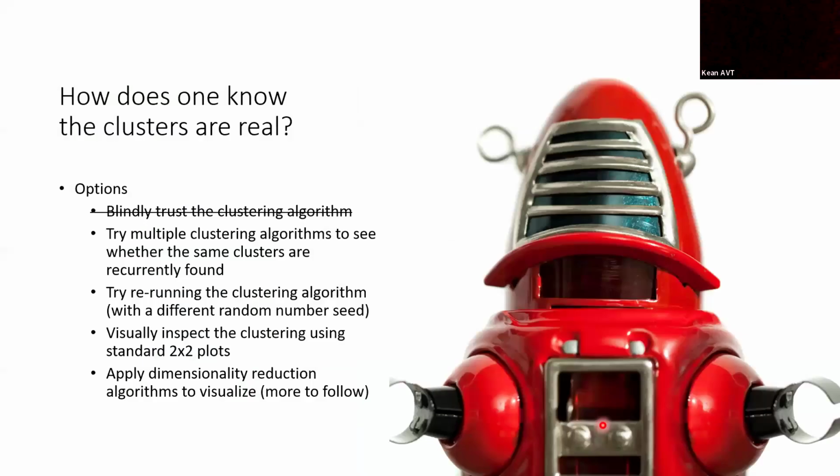Okay, so how does one know the clusters are real? So one approach is you can try different clustering algorithms to see whether the same clusters are found via different approaches. You can also try the same algorithm again. So a lot of these run using random number generators. So if you started again with a different random number seed, it might come up with slightly different results. So if you run it multiple times, do you see the same clusters falling out? And of course, you want to visually inspect things. And you can apply dimensionality reduction algorithms to visualize the data.